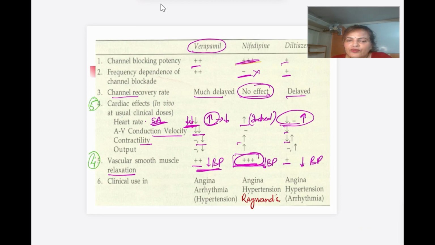Now where can we use these? All three can be used for angina, whether verapamil, nifedipine or diltiazem. Nifedipine has more action on the smooth muscle and causes relaxation, so we can use it for hypertension and peripheral vascular disease. Verapamil's main action is on the heart, so we can use it for the SA node and AV node problems: atrial flutter, atrial fibrillation, and PSVT arrhythmia. And this is the third one. Optional uses: hypertension; here optional uses: arrhythmia.